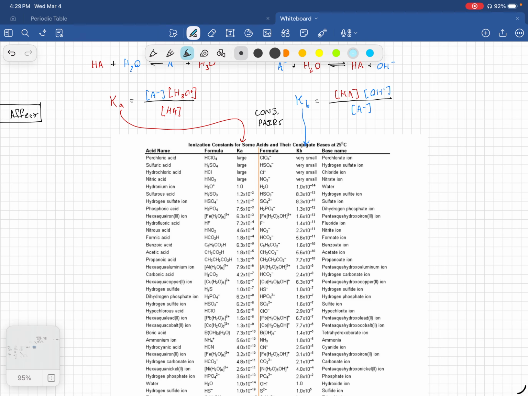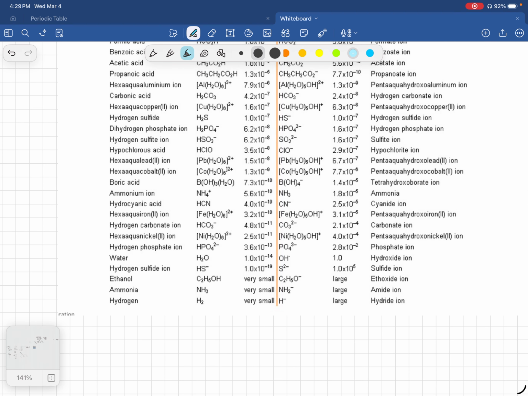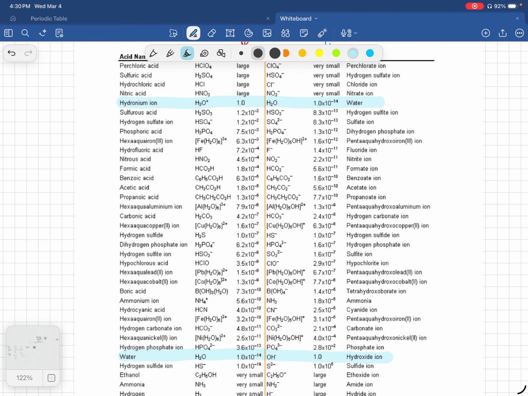Now, for the sake of later discussion, I'm going to identify where water is on this table. Water and its conjugate are right here. That'll be important in a moment. We can see a wide variety of values here. We've seen this species multiple times, but let me find it here.